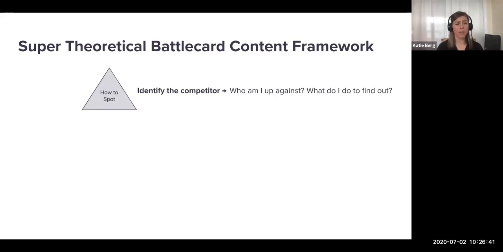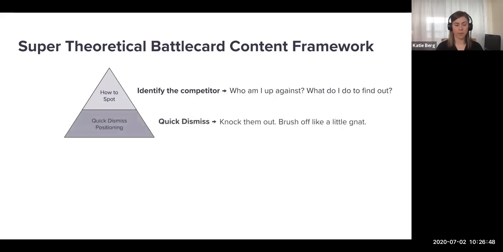So your reps have to be listening for clues and cues, even in the prospect's language. We need to make them better at this, because the earlier your salespeople, and even your customer success teams, are able to identify that there's a competitor in a deal, the better position they are in to dismiss them out of it.